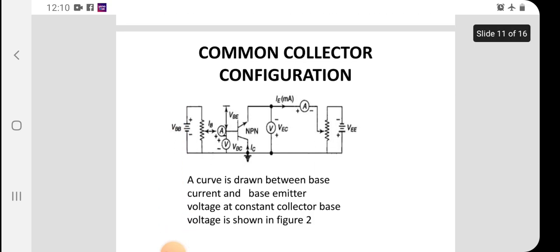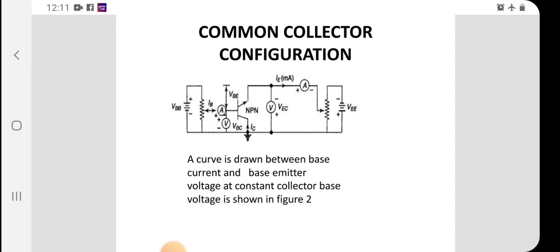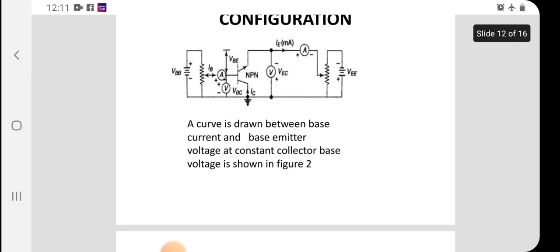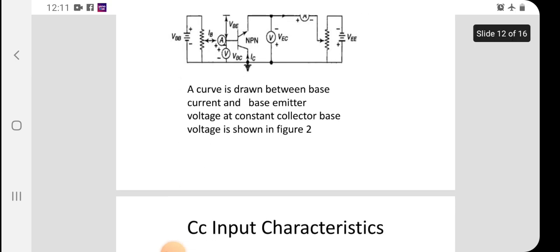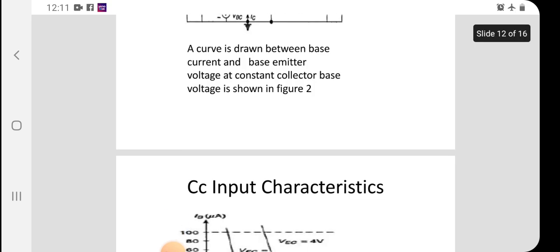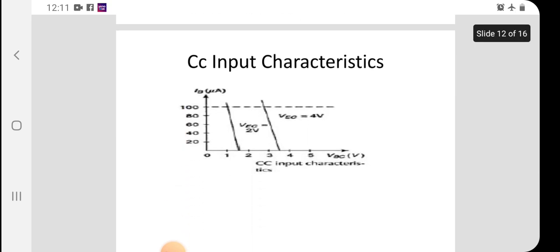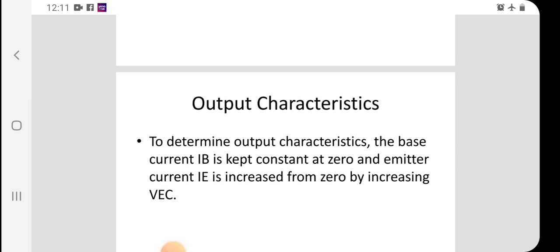The last one we shall see is the common collector configuration. This is the circuit diagram which represents it. Here again you can find that your collector is common between your input and output. A curve is drawn between the base current and base collector voltage at constant emitter collector voltage, which is shown in the figure. Now this is the input characteristics.